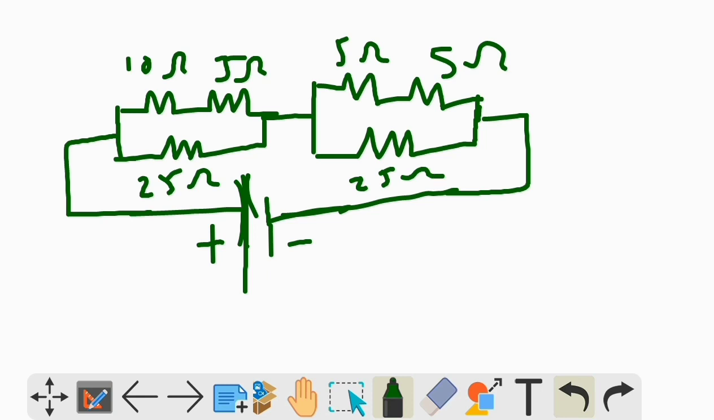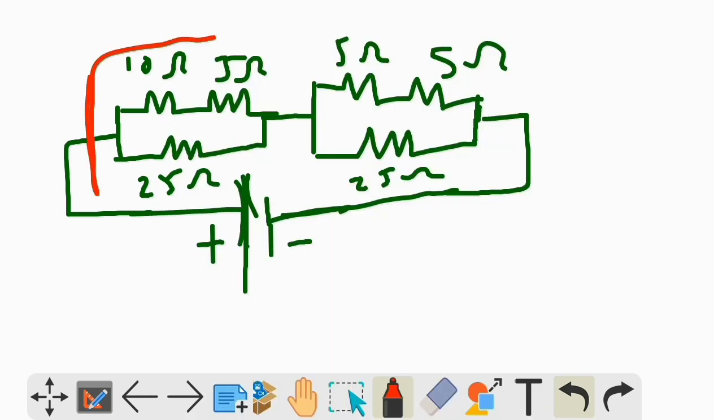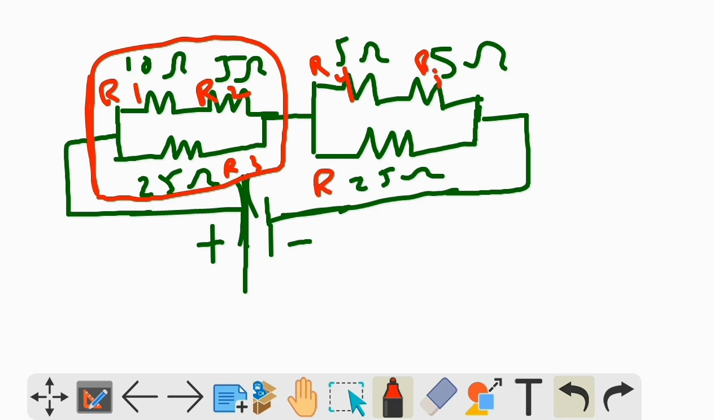Understood? Now this one, let's take this portion. If you observe, 10 ohm and 5 ohm are in series. You can name them as well. You can take R1, R2, R3, R4, R5 and R6.